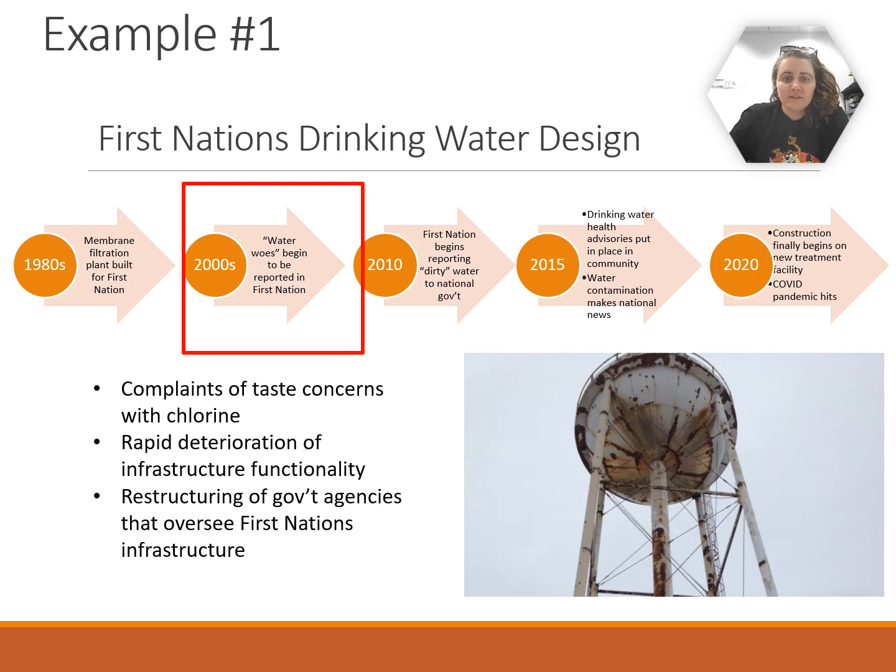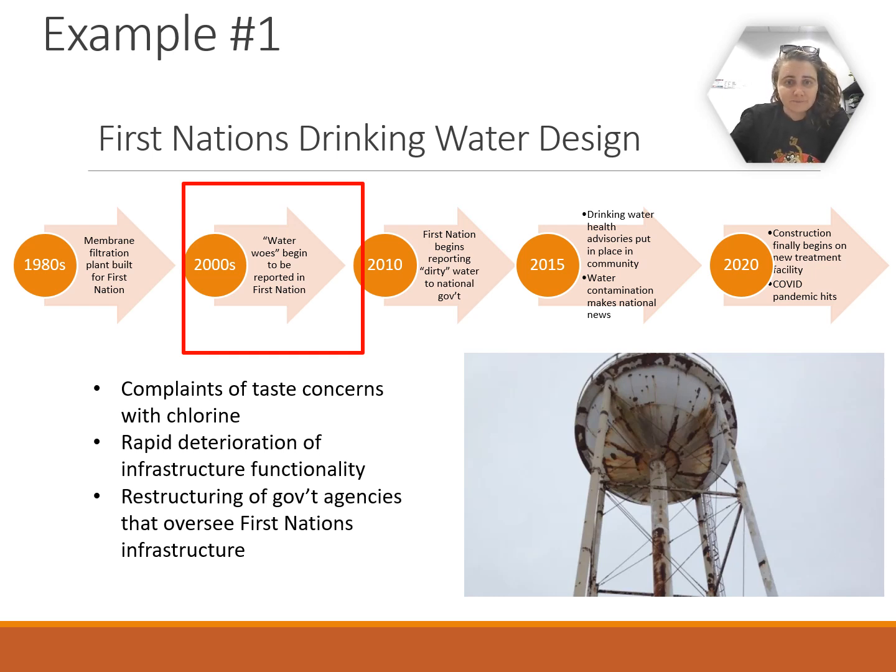And we're also seeing a rapid deterioration of infrastructure functionality. Membranes are breaking. They're not working correctly. They can't get replacement parts because, as you saw, they're a very remote community. They're not removing what they're supposed to remove because there's spikes in water quality that were not accounted for in the original design.